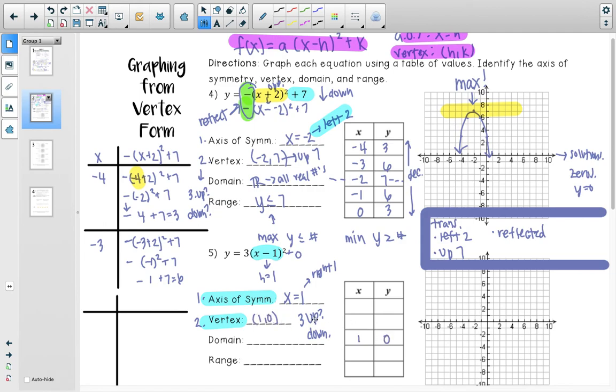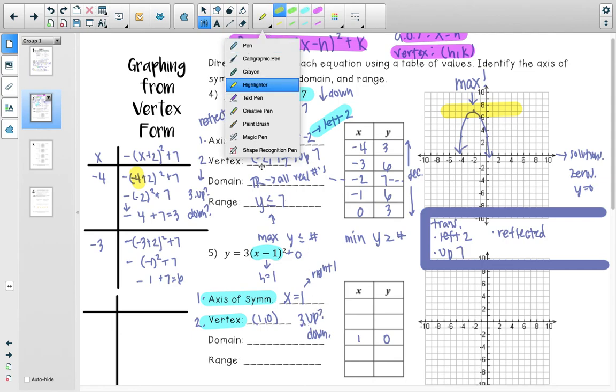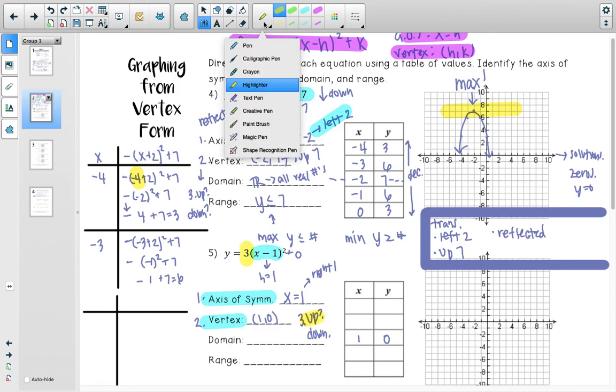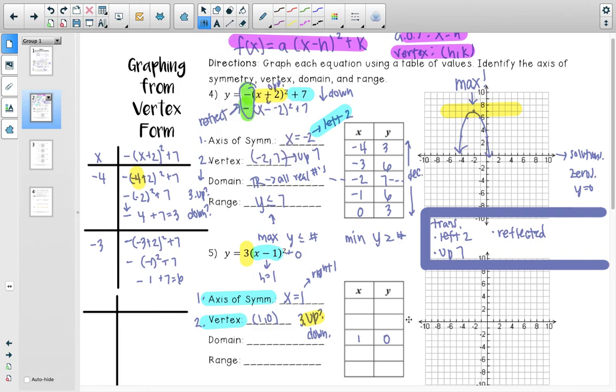Okay, and then the third step I asked you was, does it open up or does it open down? And how do we figure that out? Well, we look at what's in front of the parentheses always. Okay, and it's a 3, but it's a positive 3. And if it's a positive number, it's going to open up, which means from the vertex, as we go through these values, they should increase because it's going to be opening like this. So the y values will increase off of it.